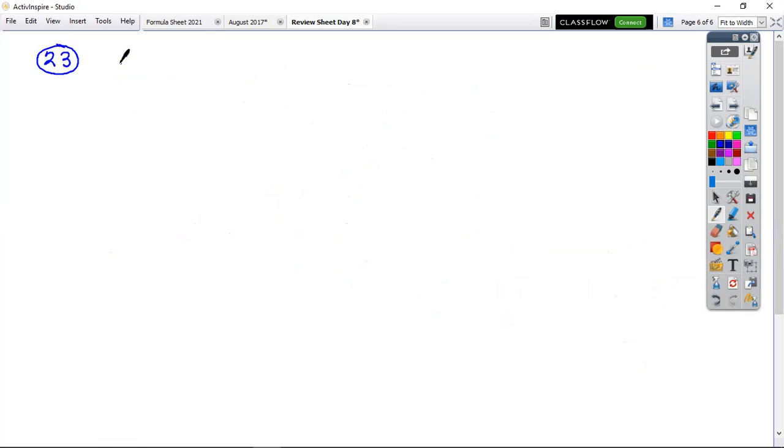So let's go 6 sine squared x minus 2 sine of x equal to cos squared x.